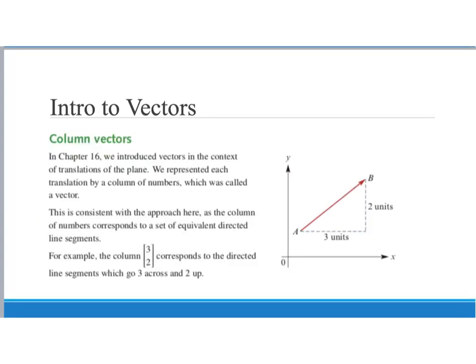Column vectors. We haven't looked at chapter 16 yet, but don't stress. To make a column vector, for example, the column 3, 2 corresponds to the directed line segments which go 3 across and 2 up. So you go across and then up. So see, AB is the vector, but it's going 3 across and 2 up. So you get this column vector here of 3, 2.